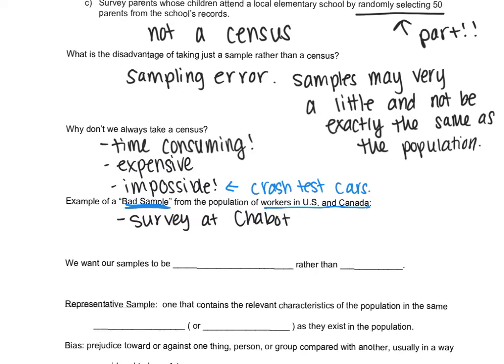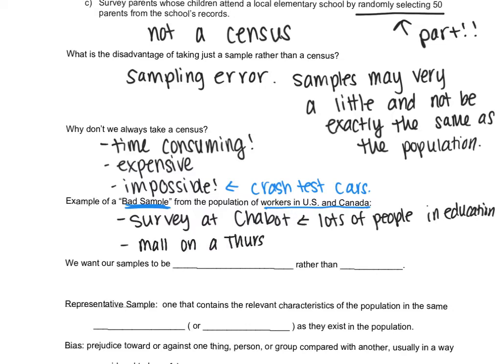We'd have lots of teachers, right? We'd have lots of people in education. This is not representative. We'd probably have too many people in education. Or even if you went to the mall on a Thursday afternoon, right? You're going to miss a lot of people who are typically working in the day. So again, it's not representing workers in general. And so this is what we call representative. We want our samples to be representative, and we'll get into this more, rather than biased.